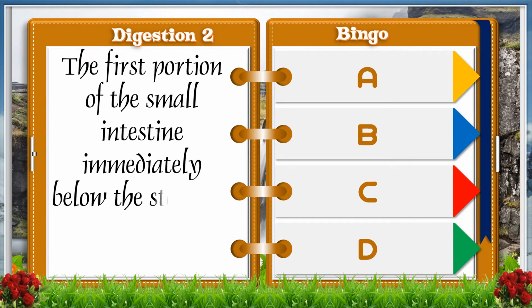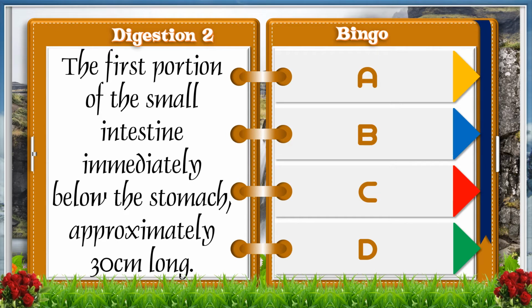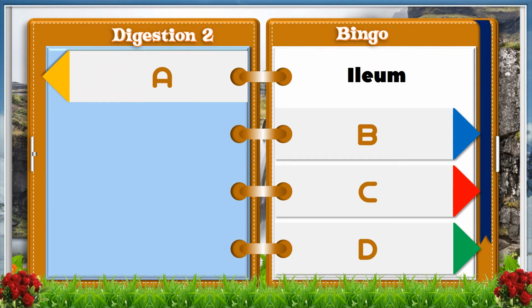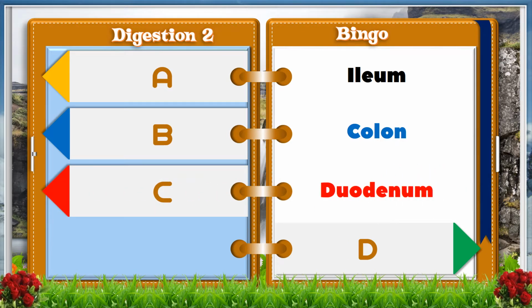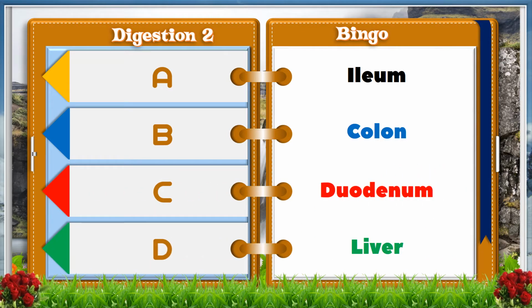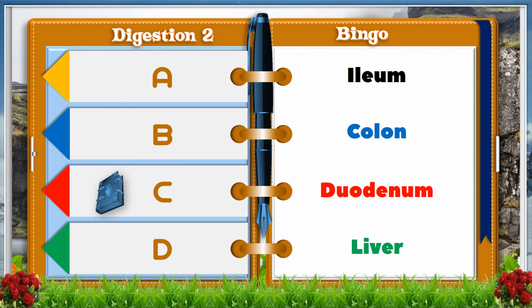The first portion of the small intestine immediately below the stomach, approximately 30 centimeters long. A. Ileum. B. Colon. C. Duodenum. D. Liver. And the answer is C. Duodenum.